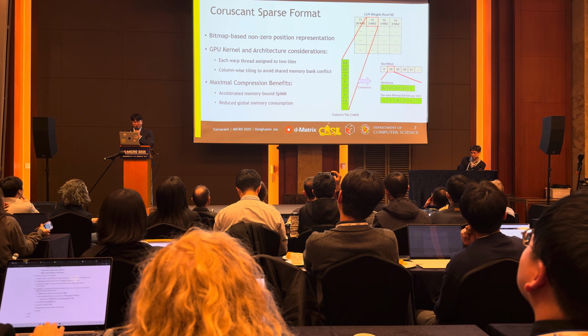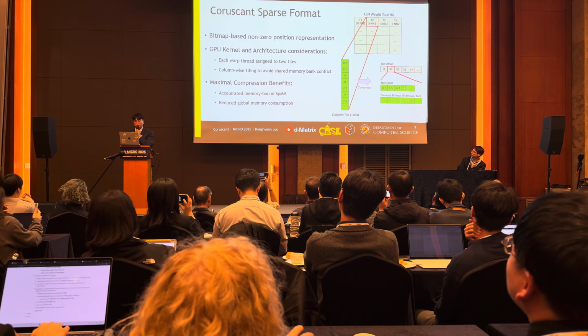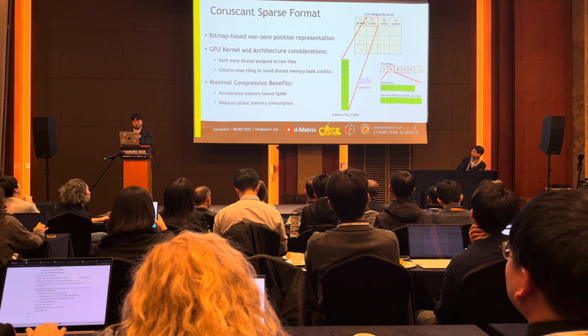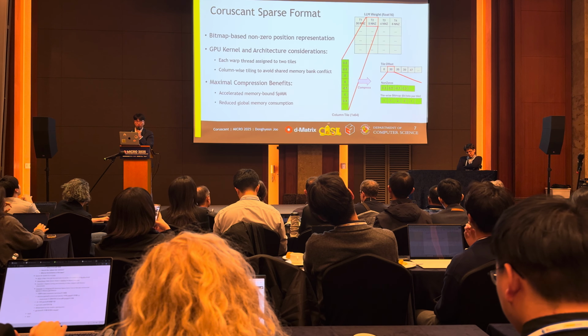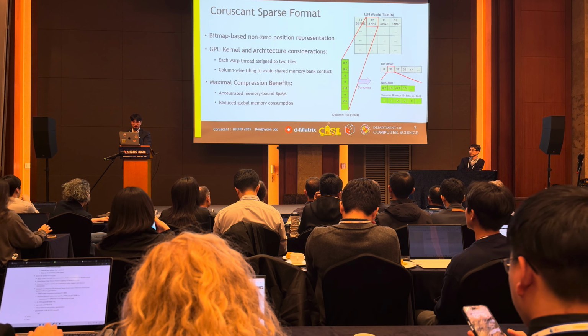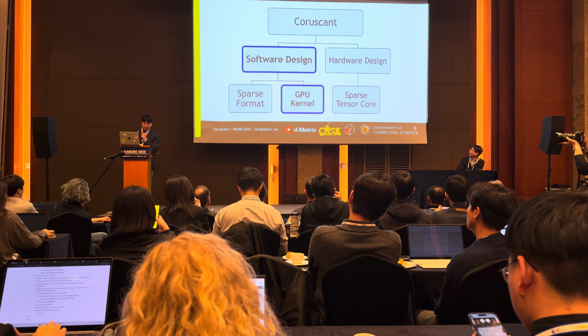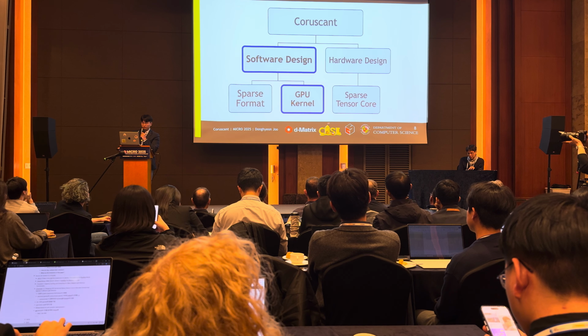Column-wise tiling was selected to avoid shared memory bank conflicts during the decompression stage, later explained in the GPU kernel section. And as elaborated in the previous slide, bitmap drastically improves compression efficiency, and we leverage this to accelerate memory-bound operations in LLM inference, as well as reduce global memory consumption. And now we move on to the second contribution of Coruscant, the GPU kernel.